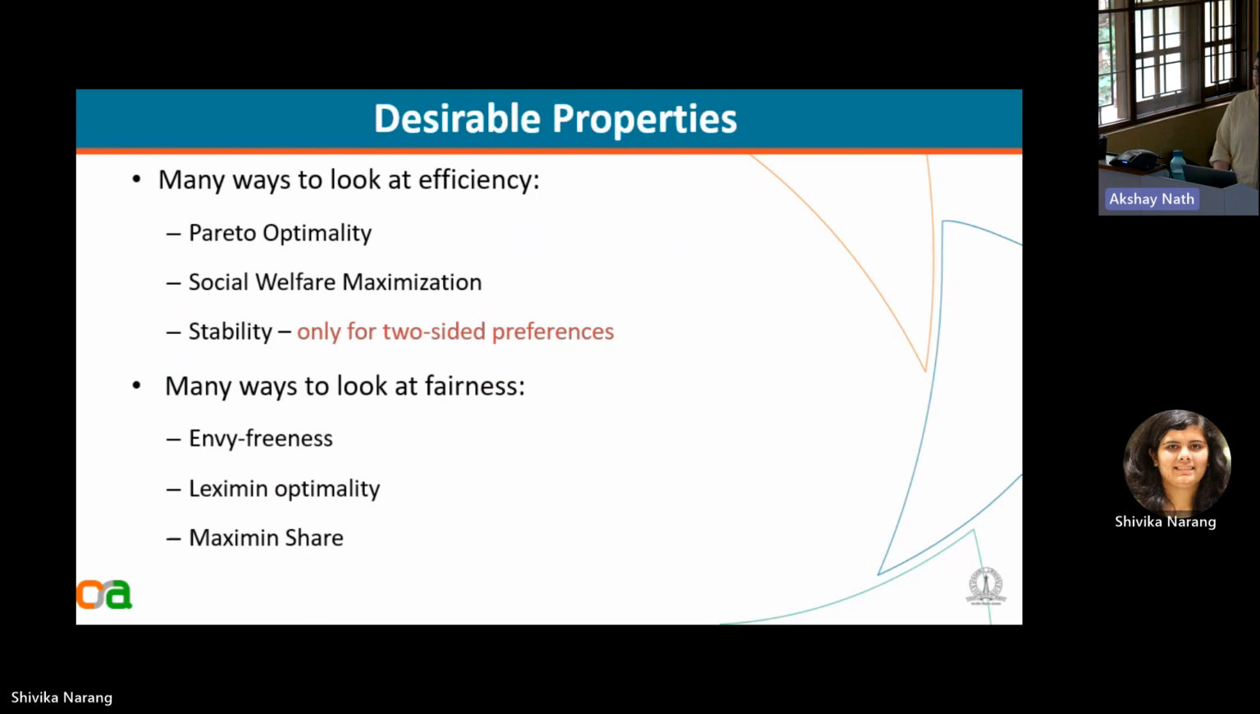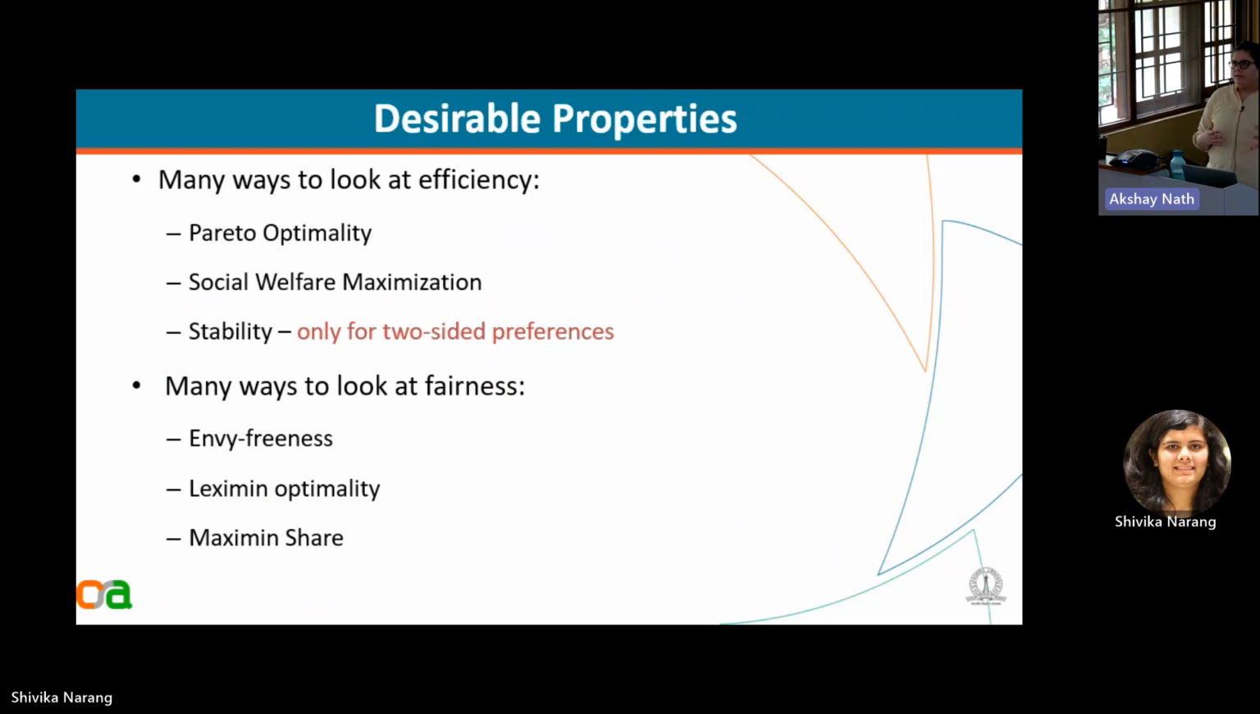Fairness is even harder. So how are you fair? It's very hard to say mathematically this is fair or that is fair, right? So one concept could be envy-freeness. So I am not envious of what someone else has got. I am as happy with mine as I would have been with what someone else has got, right? That is one approach to fairness.